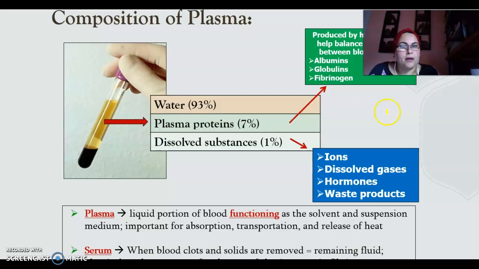What about plasma? Plasma is formed mainly of water, around 93%, some plasma proteins, mainly albumins, globulins, and fibrinogen, plus around 1% dissolved substances like ions, dissolved gases, hormones, and waste products. We agree that plasma is the liquid matrix of blood in which cells are suspended. And plasma is important for absorption, transportation, and release of heat. There is another definition here that we need to remember.